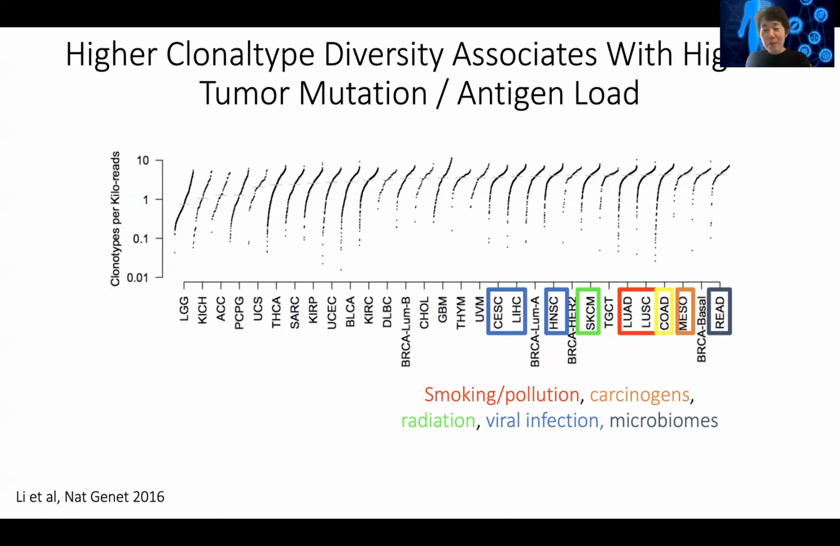And so when we analyze the TCGA data, for each TCR, we calculated its diversity using Shannon entropy, or you can use some other approach. For example, we use something called clonotype per kilobase of reads. This is not all the reads in that RNA-seq, but all the reads that are mapped to the T cell specific genes, the TCR region of the genome.